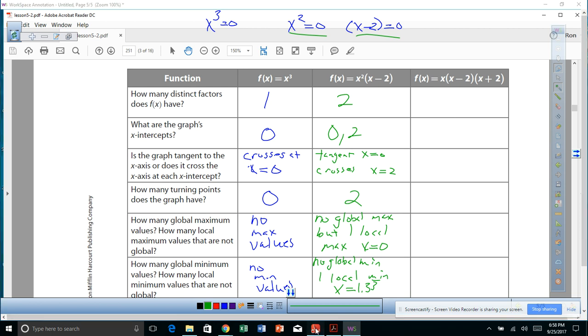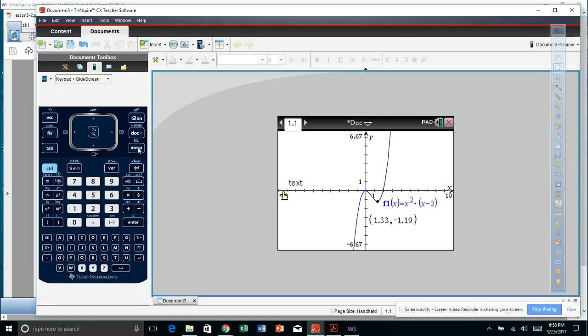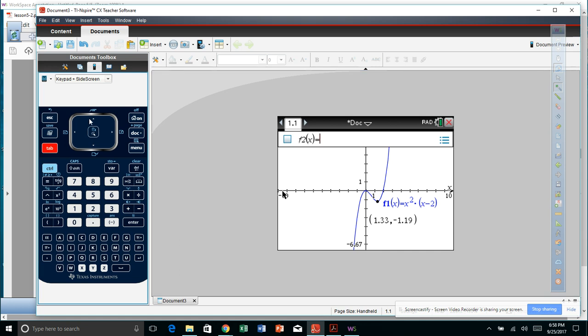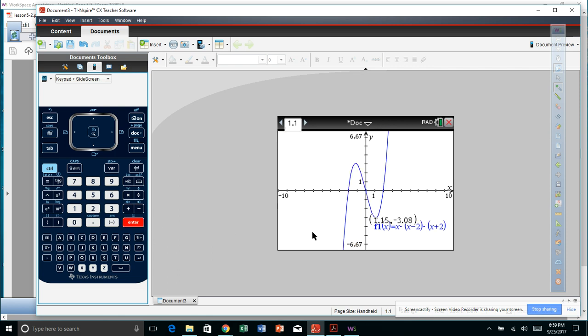Let's try the third one here. Now we're going to have, tab and control delete, and we have x times open parentheses x minus 2, close parentheses, times x plus 2. All right, enter. There we go.